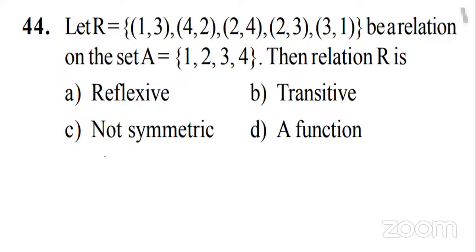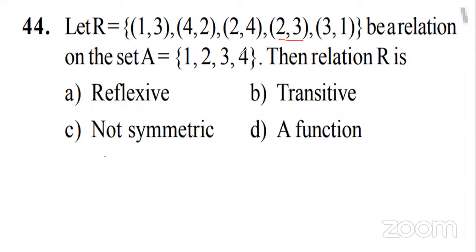Let R = {(1,3), (4,2), (2,4), (2,3), (3,1)} be a relation on the set A = {1, 2, 3, 4}. Then the relation R is what? Symmetric, transitive, not symmetric, or a function? Try to think. Here (2,3) belongs to R, but (3,2) does not belong to R. Correct? (3,2) does not belong to R.